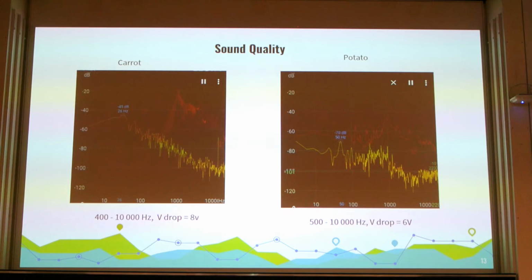So if we have a signal generator, we can get a response function for every frequency of the signal we have. And we see that our radio was working on frequencies from 200 to 10,000 hertz. And it was enough, but the left one is for carrot, the right one for the potato. So I also found the carrot was working the best.